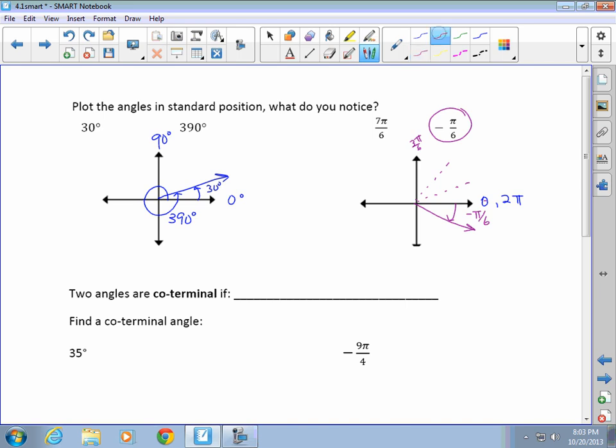7 pi over 6 will get me to 1 full pi over 6. Here to here, this would be 6 pi over 6, which is just the same as pi, and we know that pi goes to here. So I need another pi over 6 to get me 7 pi over 6. So that would be, again, just 1/3 of the way here. So this is 7 pi over 6.